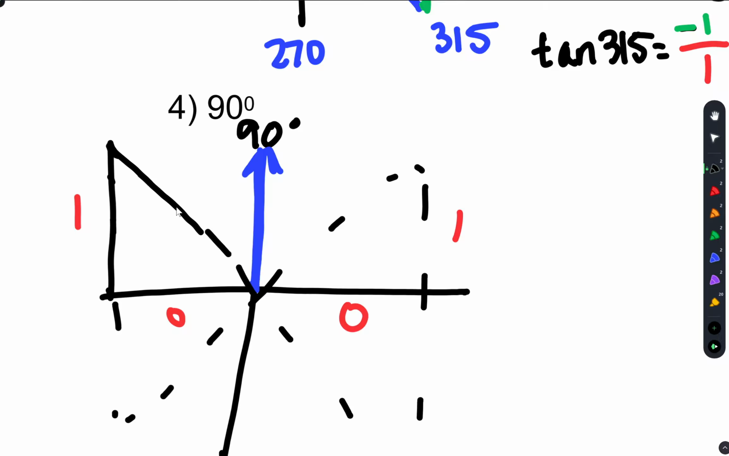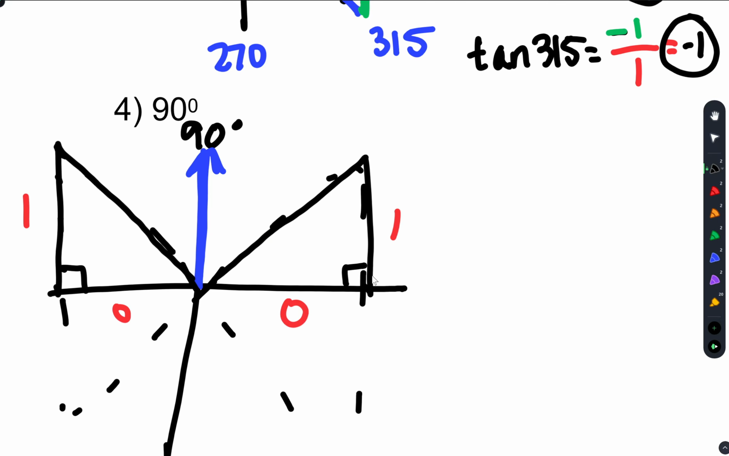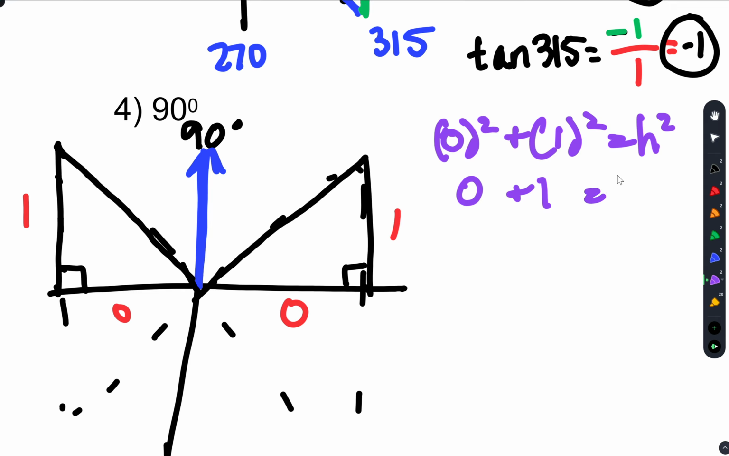I'm going to fill in these triangles a little bit so we can see them. So this is like an imaginary triangle with side lengths of 0 and 1. Still a right triangle. Let's figure out what the hypotenuse of this hypothetical right triangle would be if the legs are 0 and 1. Well, 0 squared is 0. 1 squared is 1. My hypotenuse squared is 1. The square root of 1 is 1. So this hypotenuse, even though it's got imaginary legs, still has a length of 1.